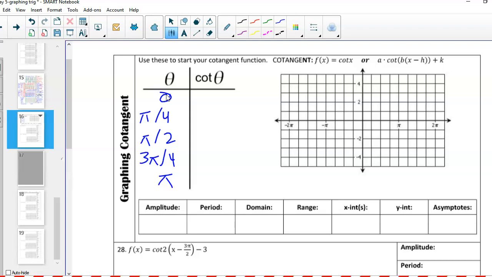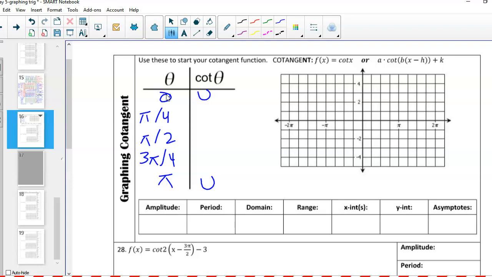Now think about what cotangent's values were in comparison to tangent. What would the cotangent of 0 be? The tangent of 0 is 0, so here it would be undefined. That means pi would also be undefined.